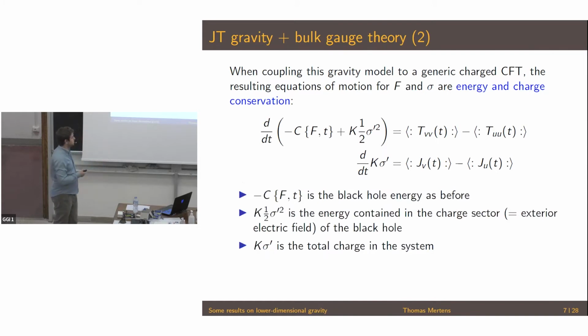So let me go in a bit more detail. In the energy conservation, there's this minus C Schwarzschild derivative again. That's the same energy we had before. Previously, this was the total energy. Now it's just a piece of the energy. I will call this the black hole energy. And then there's a second term, K over 2 sigma prime squared. And this is the energy that's contained in this additional charge sector. And this would be the energy contained in the exterior electric field if we were to come from a higher dimensional black hole.